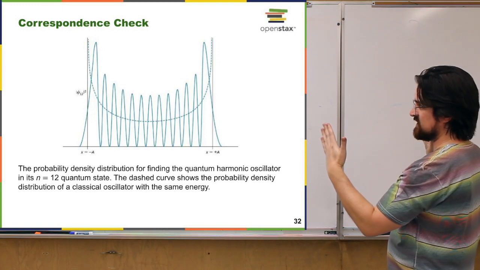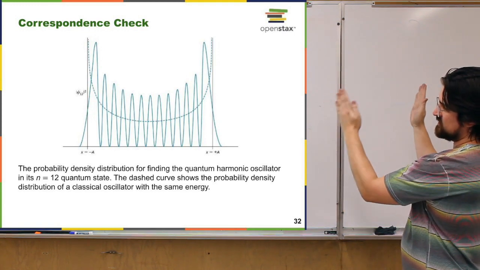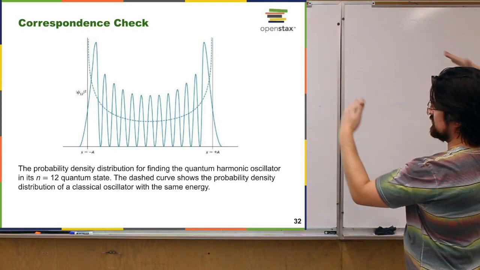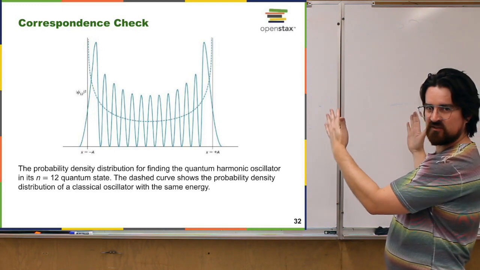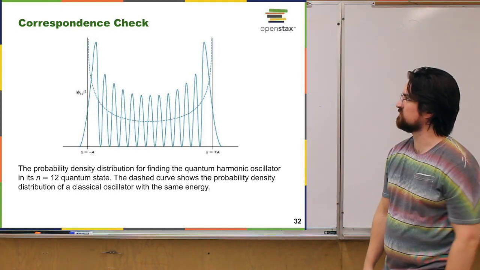And in fact, as n keeps going higher and higher, these peaks are going to get closer and closer together, so you almost get this smooth curve, and the amount of the wave function that's outside the classical limits goes to 0. So there you go, we get back to our classical picture.